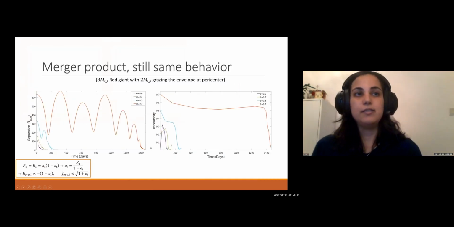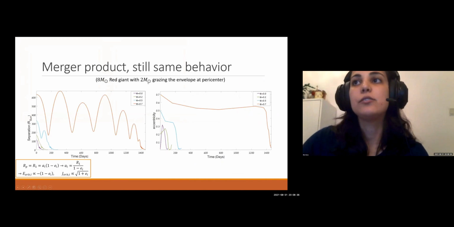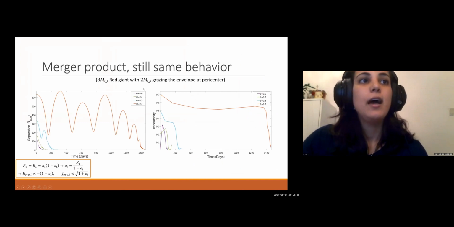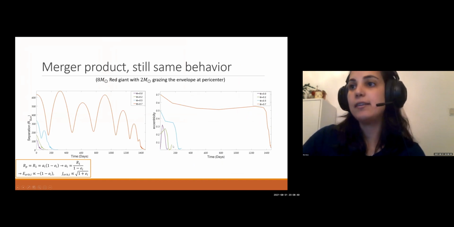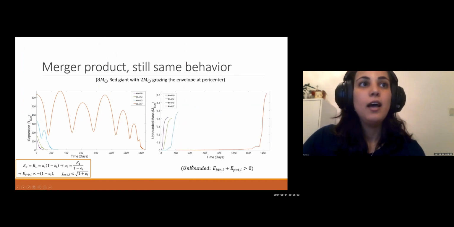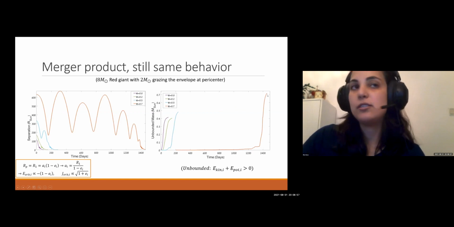So this is another system with a solar mass red giant and 2 solar mass companion, again grazing its envelope at pericenter, but now ends with a core merger. And we see that all eccentricities still highly decrease during this spiral. And the amount of mass loss is larger for the larger initial eccentricity as earlier, even though it ended with a merger in this case.